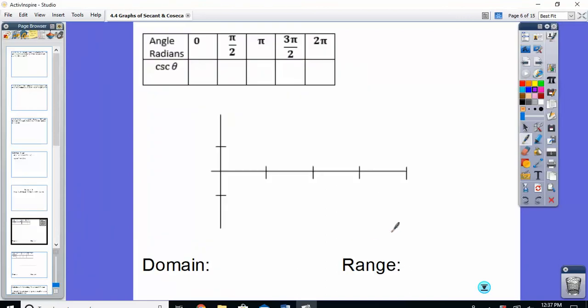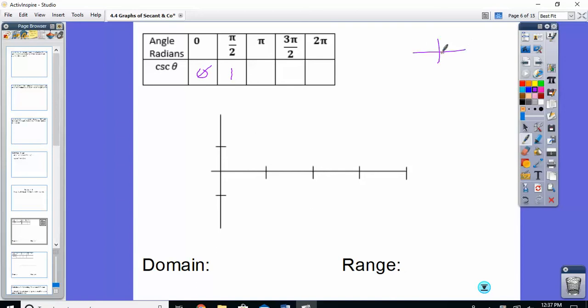At our table. We are going to start with cosecant. If we just go off the teacher, cosecant is the reciprocal of what? Sine. So I put the same main points up here that we did for sine. So sine of 0 is 0, so cosecant would be undefined. Sine of pi over 2, sine of 90 is 1, so cosecant would be 1.